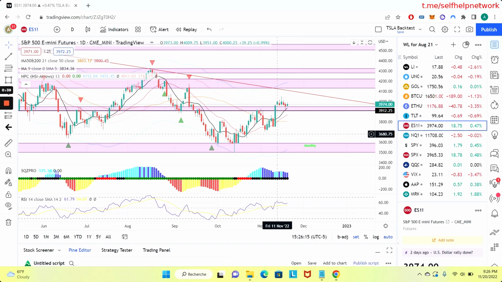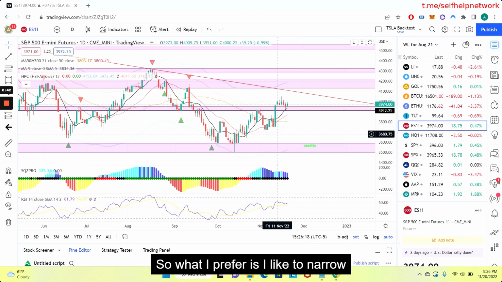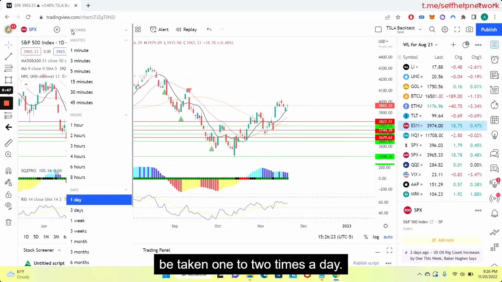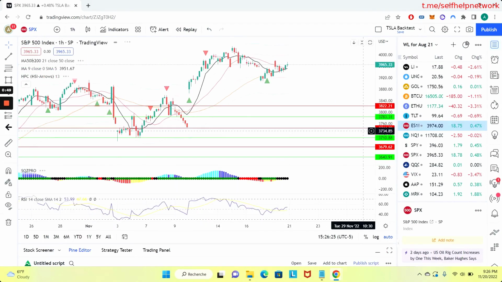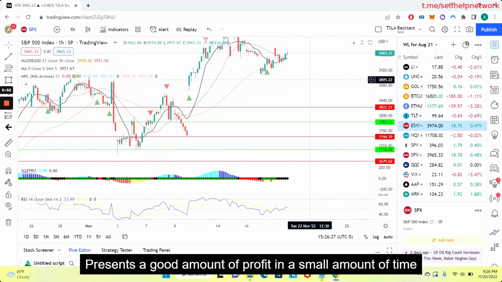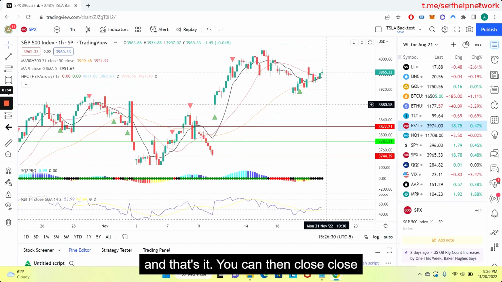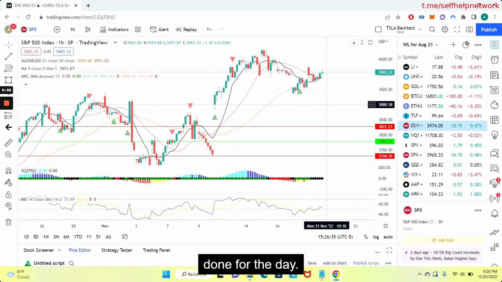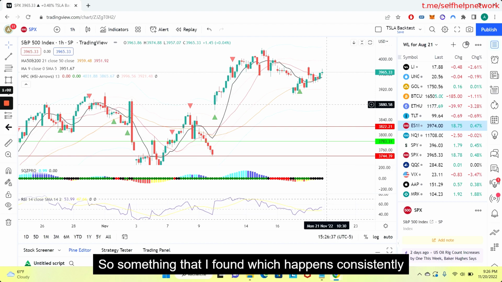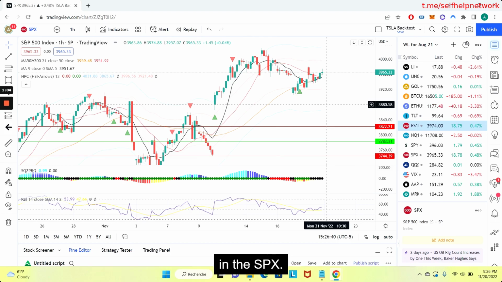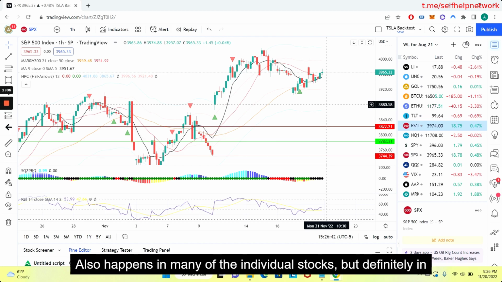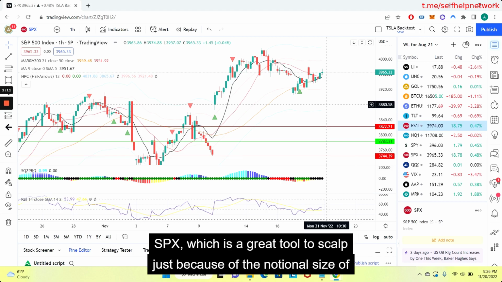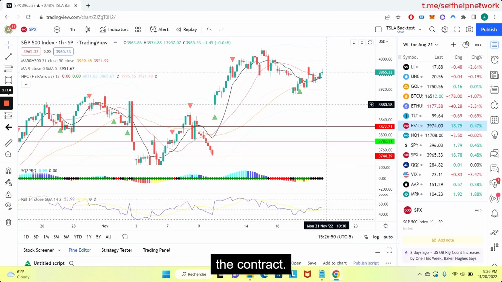So what I prefer is I like to narrow down scalping to something that can be taken 1 to 2 times a day, presents a good amount of profit in a small amount of time, and that's it. You can then close your screens, close your trading, and be done for the day. So something that I found which happens consistently in the SPX, also happens in many of the individual stocks, but definitely in SPX, which is a great tool to scalp just because of the notional size of the contract.